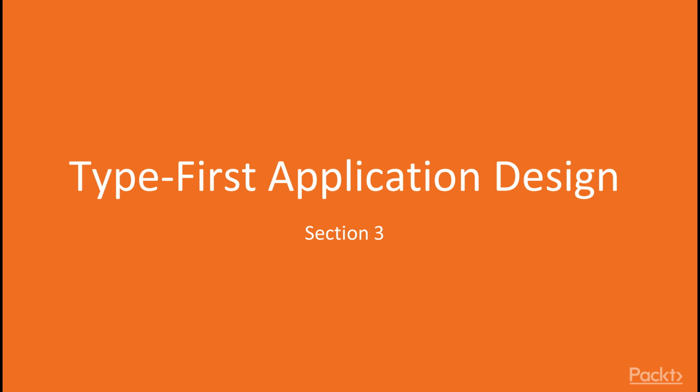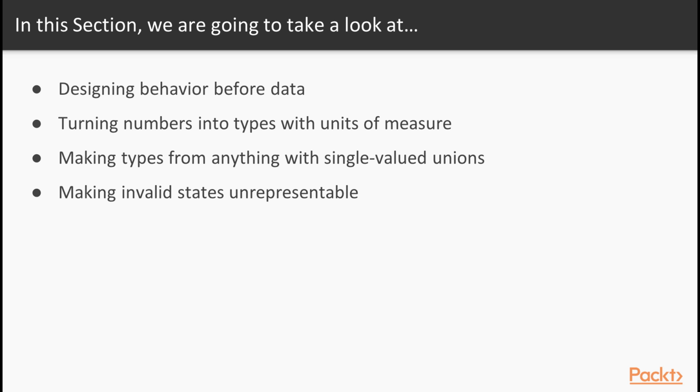In this section of videos, you will learn how to use F#'s powerful static type system to help you implement requirements correctly and prevent runtime errors. Here's what this section covers. We'll see some advantages of beginning system design by using types to model behavior before we model data. We'll learn how F# units of measure let us avoid computation errors by giving numbers strongly typed meanings.